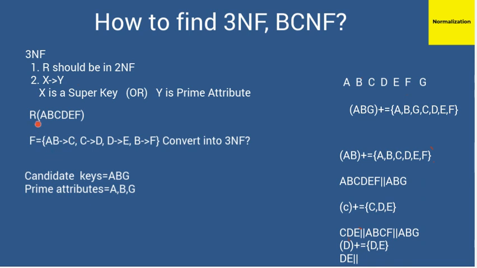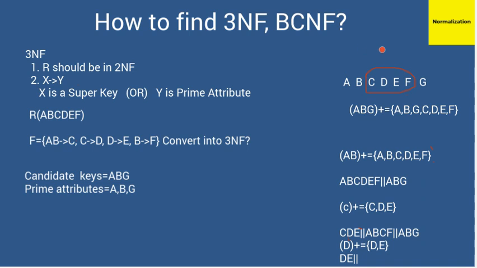Let's take an example. If you have a table of A, B, C, D, E, F, G and you are given some functional dependencies, and the aim is to convert it into 3NF. The first and foremost thing is to find the candidate keys and the prime attributes. So let's try to find the candidate keys. Here it is ABG. How you get ABG is very simple. First of all, you need to mark the right side elements C, D, E and F in the table.